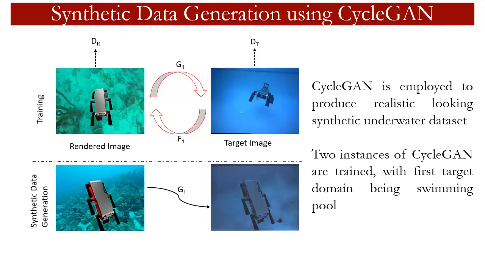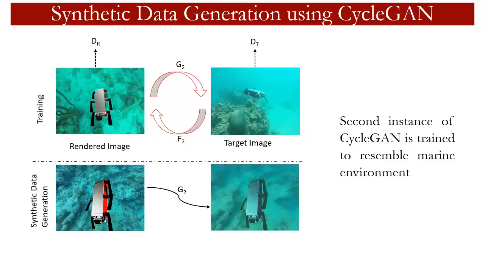We train two instances of CycleGAN producing two different types of synthetic images. The first instance of CycleGAN is trained to produce synthetic images that look like swimming pool images captured using another Aqua 2 robot. The second instance of CycleGAN is trained to produce synthetic images resembling Aqua 2 swimming in a marine environment captured using a GoPro camera. Creating different types of synthetic images introduces variations in the training dataset and thus helps in generalization and reducing overfitting.